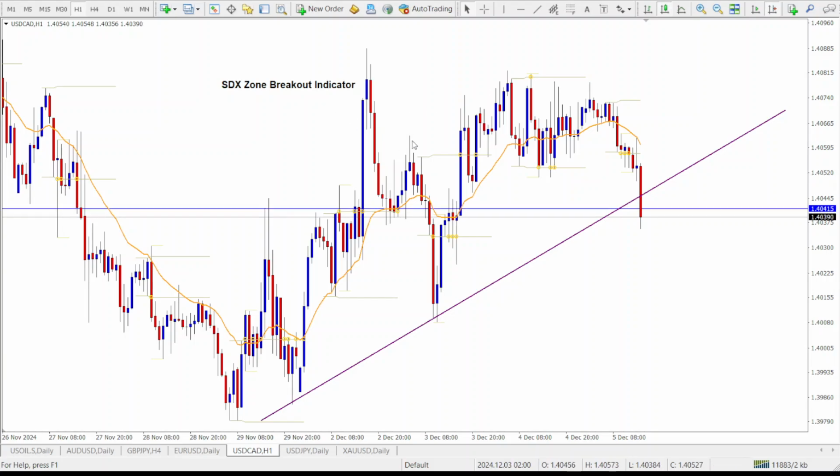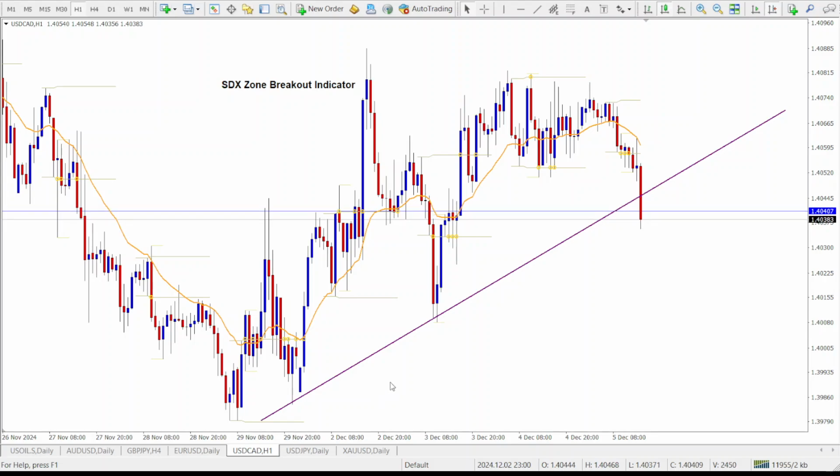But the SDX Zone Breakout Indicator just identifies important price levels for you. Okay, because the indicator does not give you precise entry or exit points. It identifies these important levels for you. Then you make use of price action and identify your entry and exit points yourself.